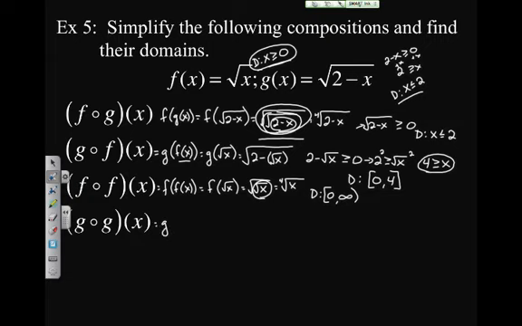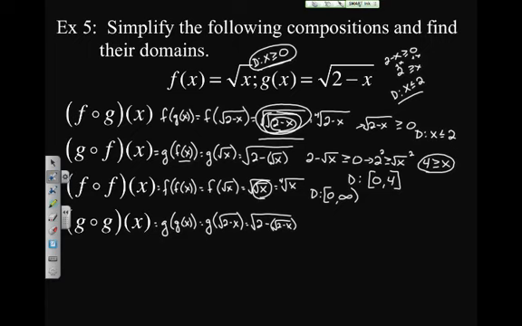Now our last one, g of x, that'll be g of the square root of 2 minus x, which is equal to the square root of 2 minus your input value, which is the square root of 2 minus x. Okay, so that's our answer. First of all, that's simplified. But now, again, we have to consider the domain.